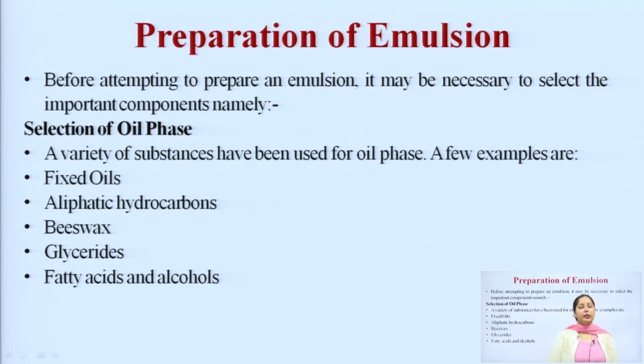Before attempting to prepare an emulsion, it may be necessary to select the important components. So, for preparing the emulsion, we need the following things. For example, a variety of substances have been used for oil phases. We can choose oil phases such as fixed oil, aliphatic hydrocarbons, beeswax, glycerides, fatty acids and alcohols.